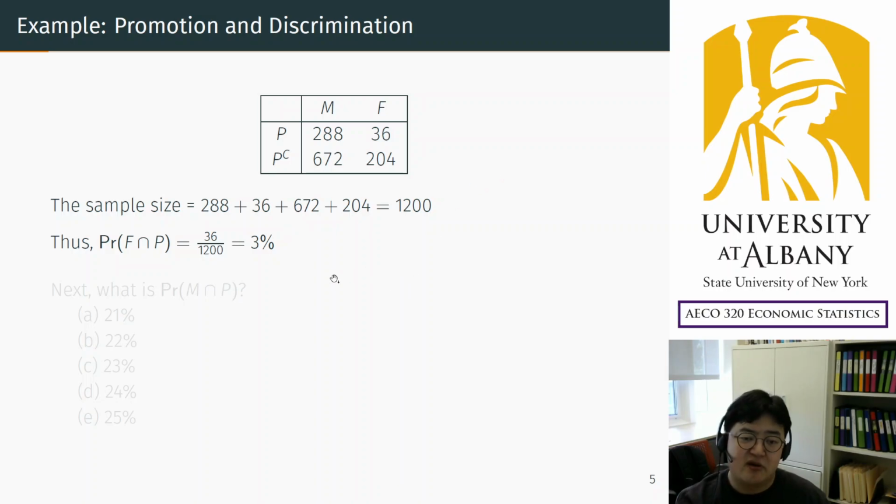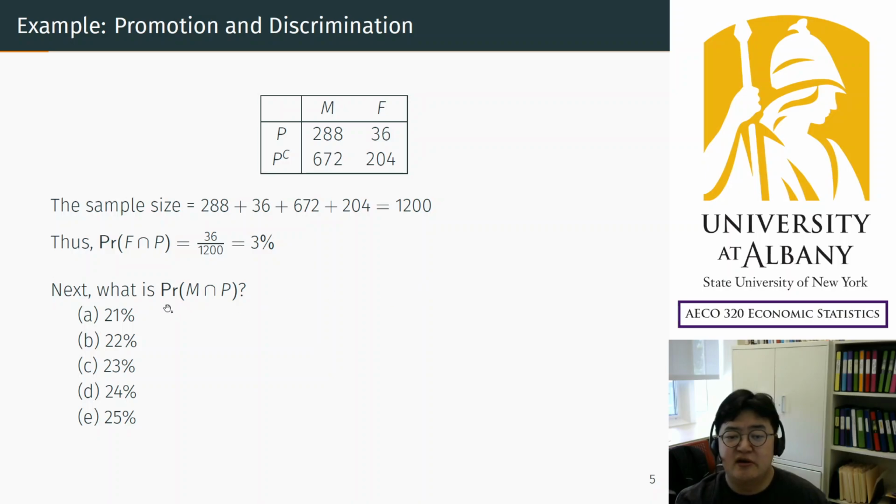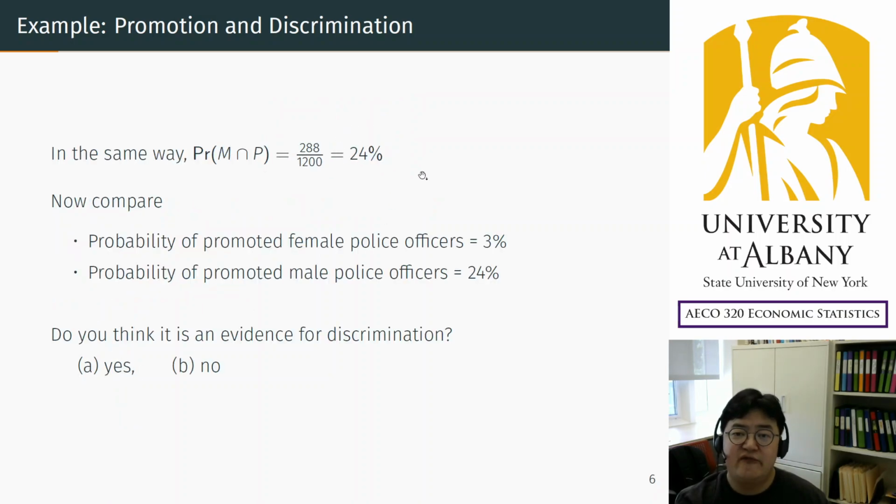Now, similarly, how about this? What is the probability of promoted male police officers? Should be much easier. Okay. The answer is 288. So 288 observations fall into this event. 288 out of 1200 is this probability, which is 24%.